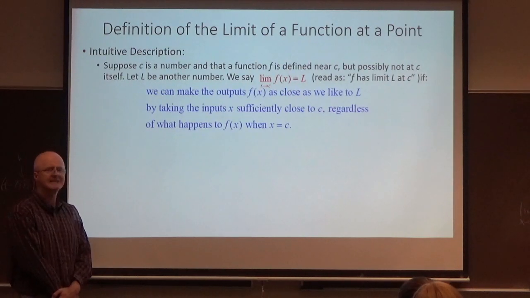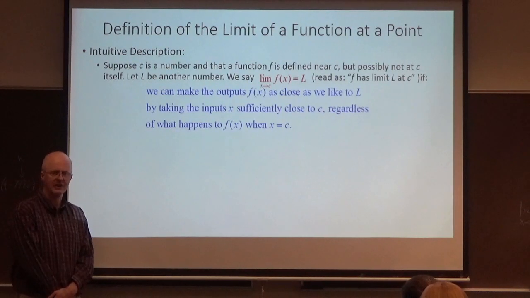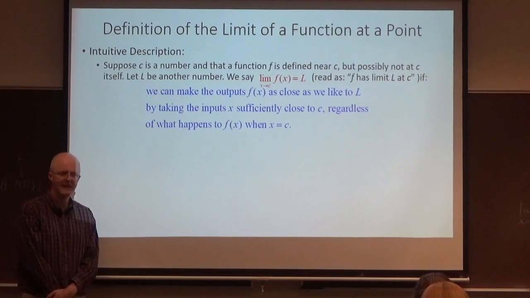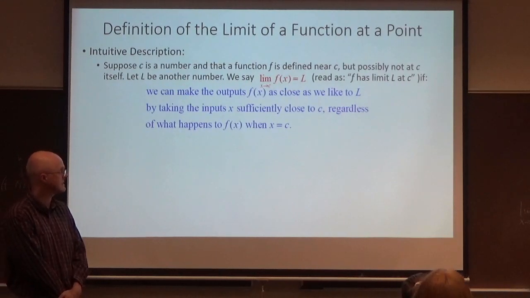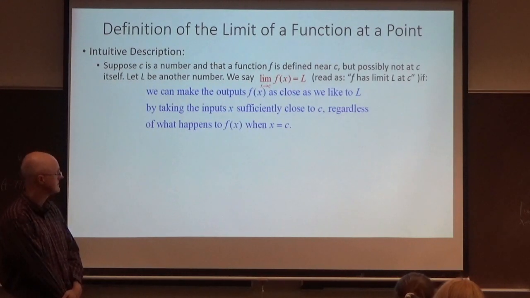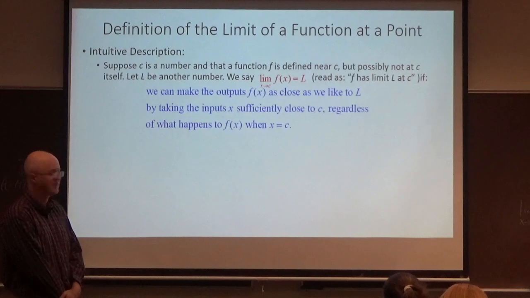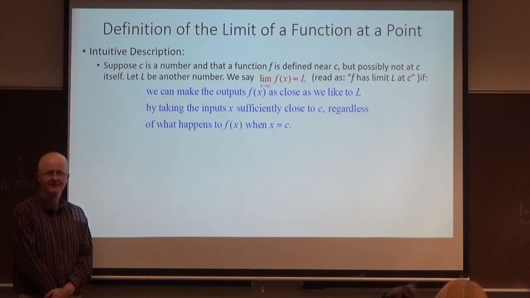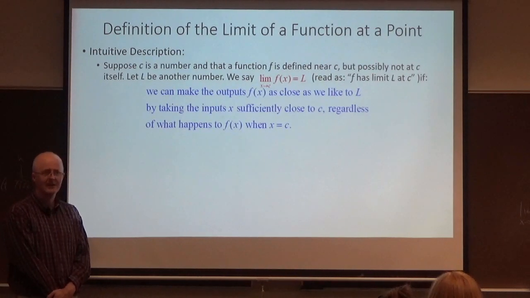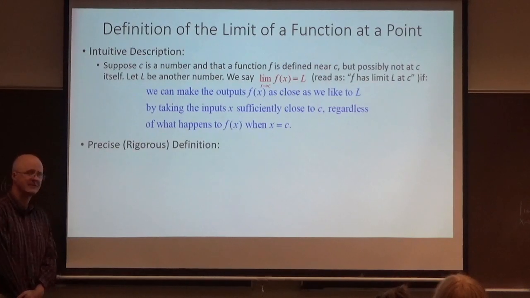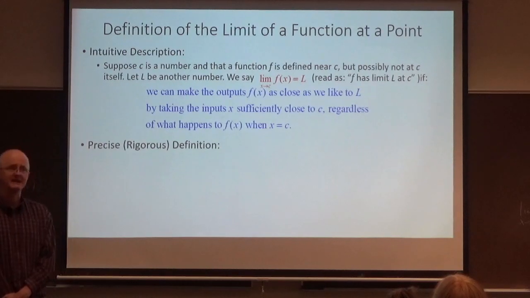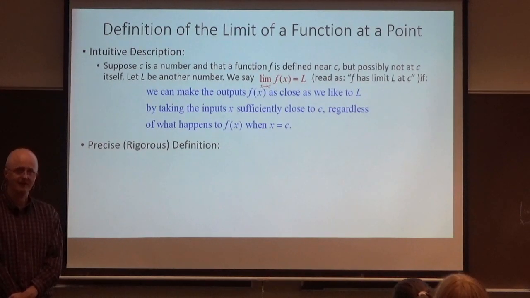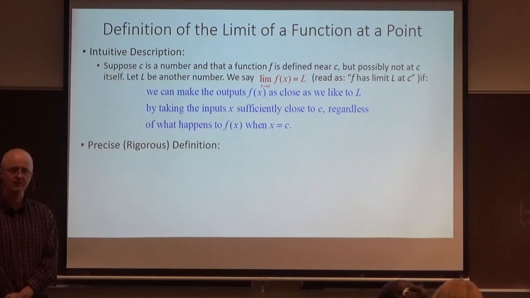As a definition, this is not good enough. Definitions in math need to be precise. And words like close and sufficiently close are not very precise. What does that mean? Here's a precise or rigorous definition. It's pretty strange to look at, okay? I'm going to warn you here. It takes a while to get used to.